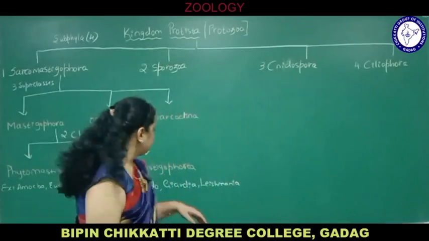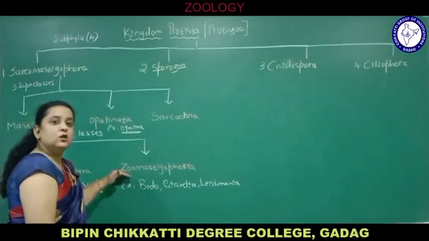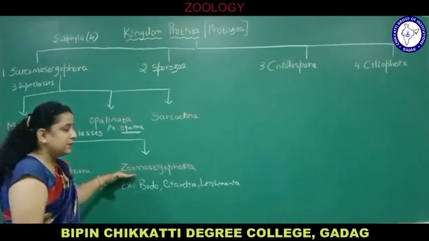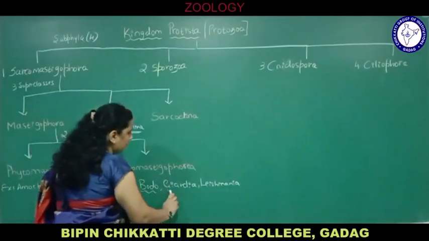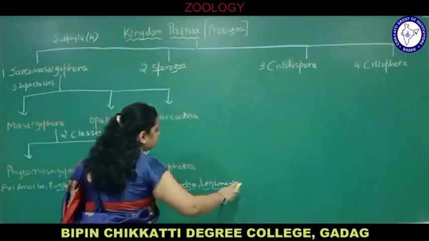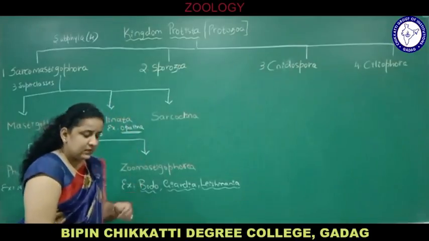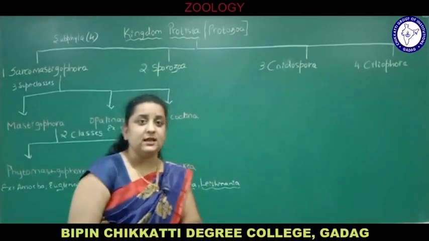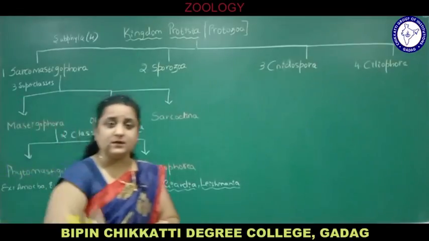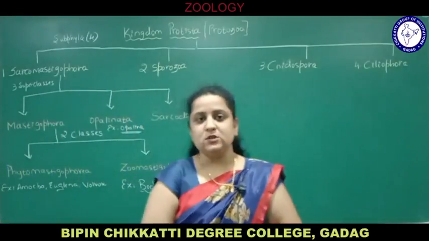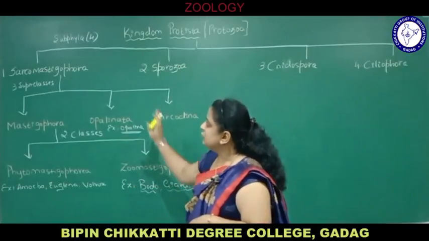Next, coming to Zoomastigophoria. Here chlorophyll is absent. The reserve food material is glycogen. Examples are Bodo, Giardia and Leishmania. But in your syllabus you are studying only up to classes level, because again each class has 7 to 8 orders. So many orders are there, but that you are not studying in your syllabus. You are studying only up to classes level.